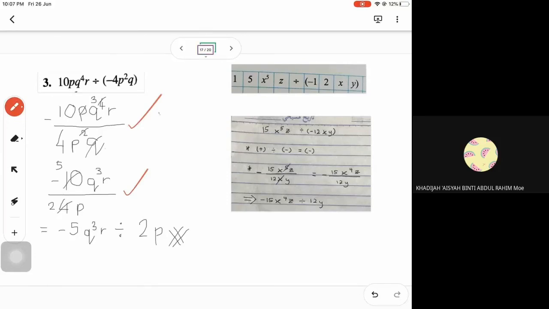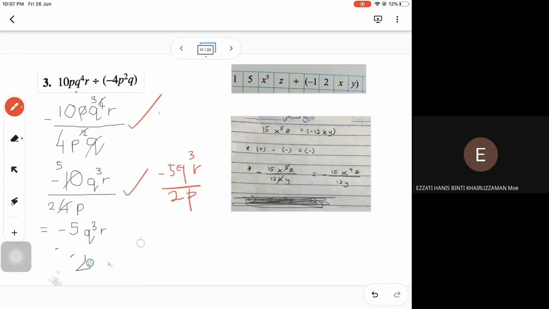Okay. So these two people have written like this, and Aimi also wrote like this earlier. Our final answer should be in fraction, not written like this. So this is not the final answer. It shouldn't be written like this. You should write negative 5 q cubed r over 2p. Okay, class? Everybody, please take note, even though it's division. Teacher, yes? Why is the negative sign at the 5 q r, not at the 4, not at the 2p, at the bottom? Not at the bottom, yes? Okay. Yes. Thank you for the question.